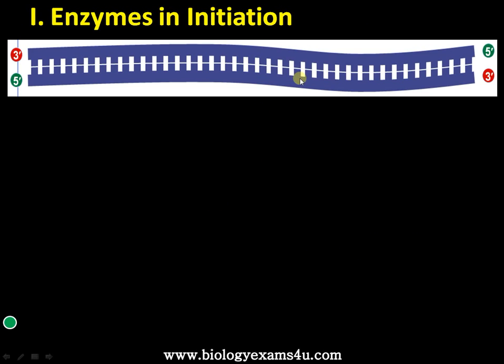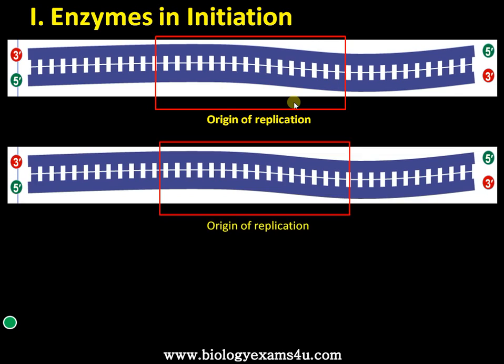This is a double-stranded DNA molecule. There is a specific sequence called the origin of replication where DNA replication starts. The first step in DNA replication is the recognition of ORI by a protein called DnaA protein. And this is a DnaA protein which recognizes the ORI region of the double-stranded DNA molecule.